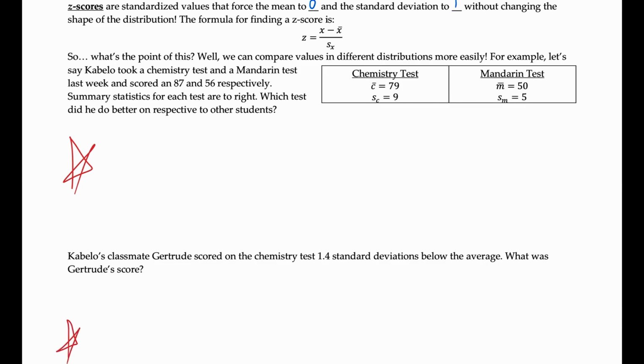The last one gives us some slightly different information. It says here that Cabello has a classmate, Gertrude. Gertrude scored on the chemistry test 1.4 standard deviations below the average. So what was her score? It's working a little bit backwards. I'll give you a little hint: you're not going to use the z-score formula the way we have been using it. You've got to think about what information you do have, what information is missing, and how to find that missing information by using your algebra skills. So I leave that to you as well.